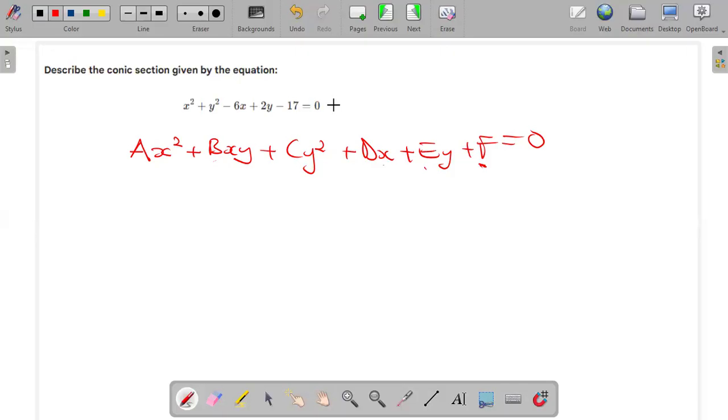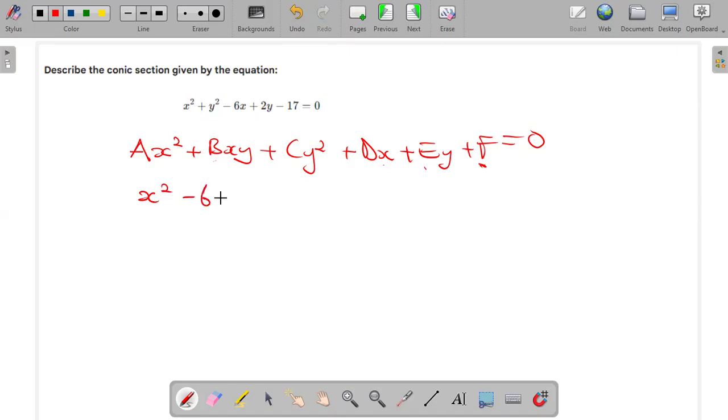This here is the general form. So now, how do we get to what we want? What we do is complete the square. If you don't remember from math, I hope you remember how to complete the square. So here I'm going to group those that have the x's together and those that have the y's together.